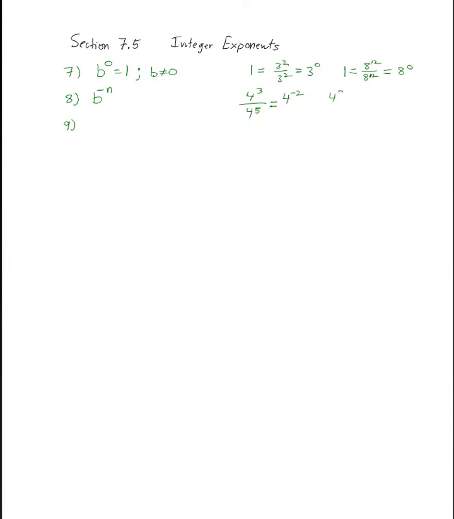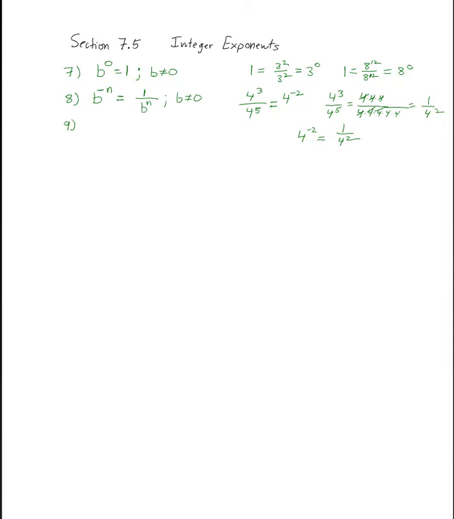On the other hand, 4 cubed over 4 to the 5th is, I got 3 4s here. I got 5 4s down here. I can reduce. And I'm left with 4 2s down on the bottom. All right, so 4 to the negative 2 has to be the same as 1 over 4 squared. All right, and that's rule number 8. Rule number 8 says, if I have a negative power, it moves the negative power to the bottom. If the negative power is on top, the negative power is moved to the bottom. And again, this rule is good as long as b is not 0. Can't have 0 on bottom.